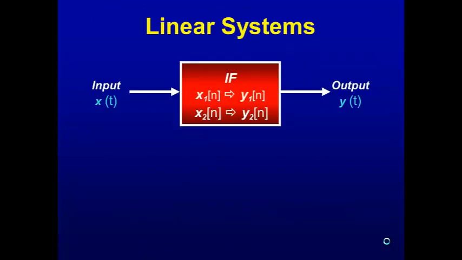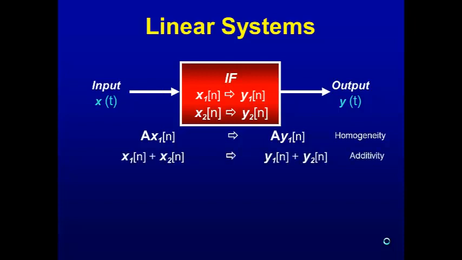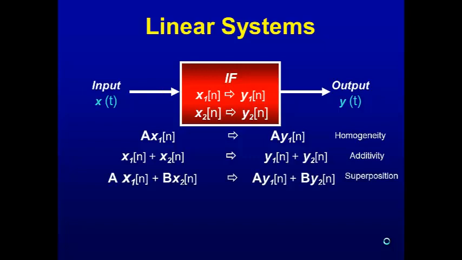We know if you put in x1 of n and get a y1 of n out, if I scale that x of n, I scale the y of n, right? That was homogeneity. If I add two inputs, their outputs also add. So I have a linear system, those two are true. I can also make a superposition combination of different scales and different inputs and just scale and shift their outputs the same way. That's when I have a linear system, these three things are true.